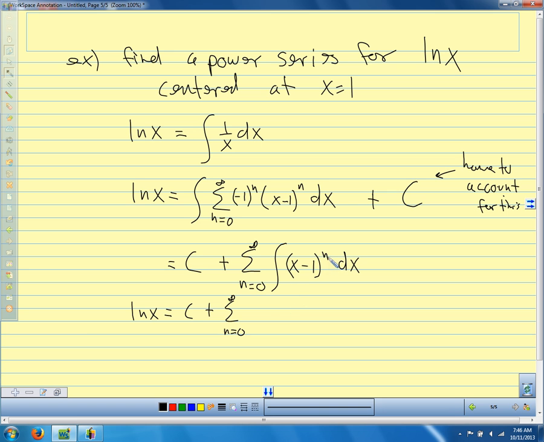N is just my exponent. N is just a number. So we have x minus 1 to some power. What's the integral of x minus 1 to some power? Our new exponent is n plus 1. And then I need to account for that. So what do I have to do with that n plus 1? Put it on the bottom.